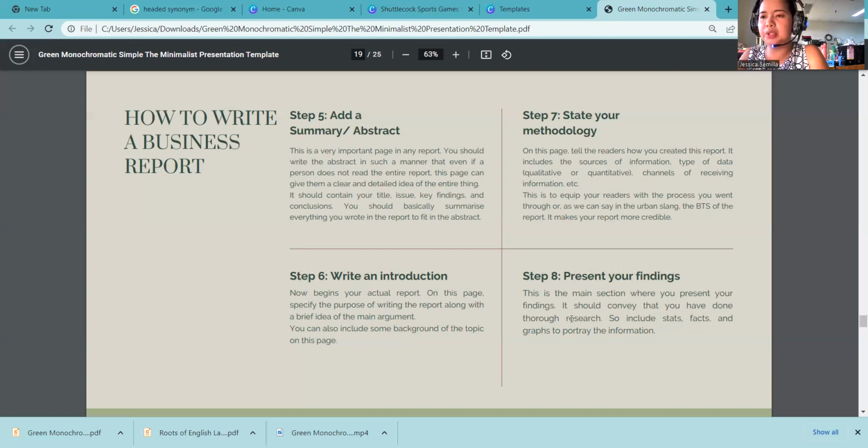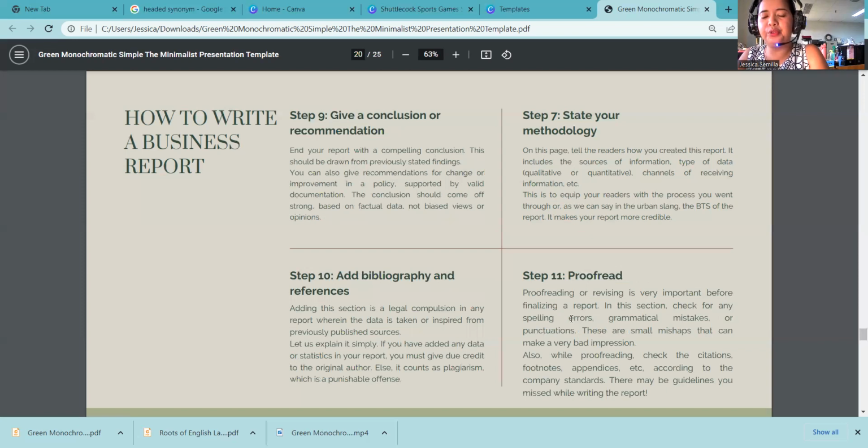The next one is presenting your findings. Findings is about presenting graphical data, and this is the main section where you present your findings. Convey that you have done thorough research, using statistics, facts, and graphs to portray the information.